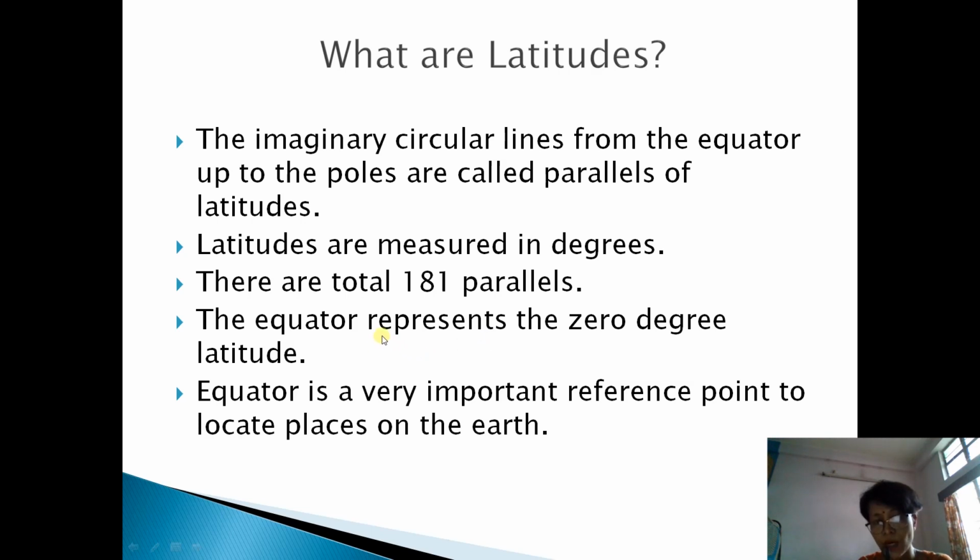After 0 degree, 1, 2, 3, up till 90 degrees north, and up till 90 degrees south, it will be 90. So 90 plus 90, 180, plus equator, it will be 181 parallels. And this equator is very important. Why? Because to locate any place, we have to take the help of this equator. Okay.